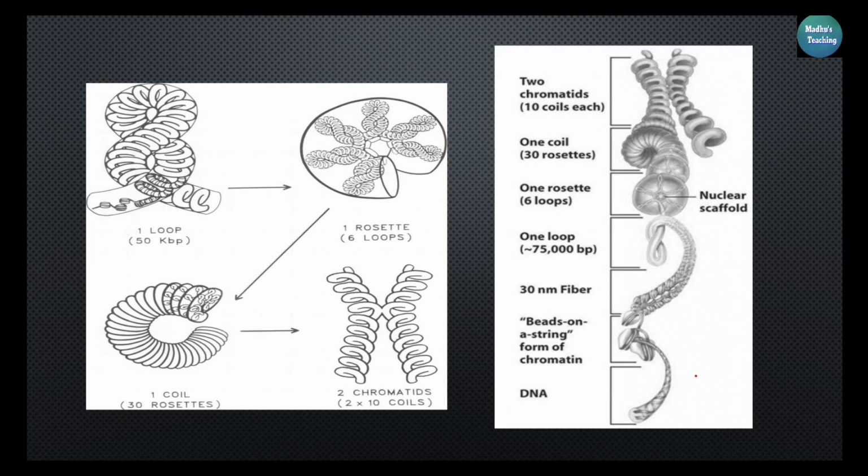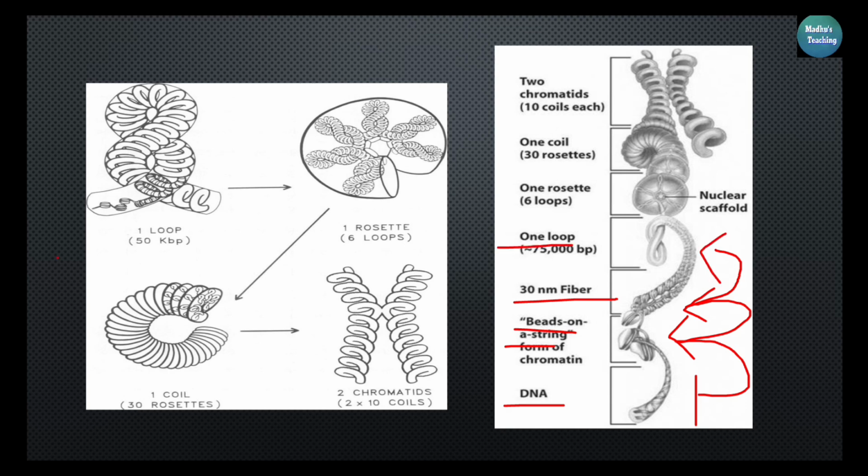Firstly, the double helical DNA. The double helical DNA is further coiled into 10 nanometer fiber structure, that is beads on a string-like structure. And then this 10 nanometer fiber structure is further coiled into 30 nanometer fiber. This 30 nanometer fiber may be either solenoid or zigzag model. Then this 30 nanometer fiber is further coiled into loop-like structure.